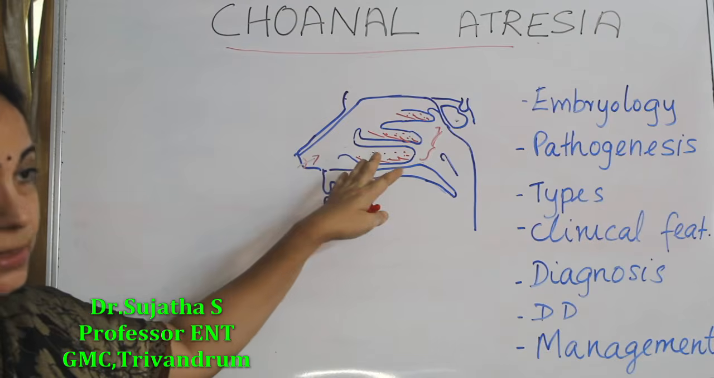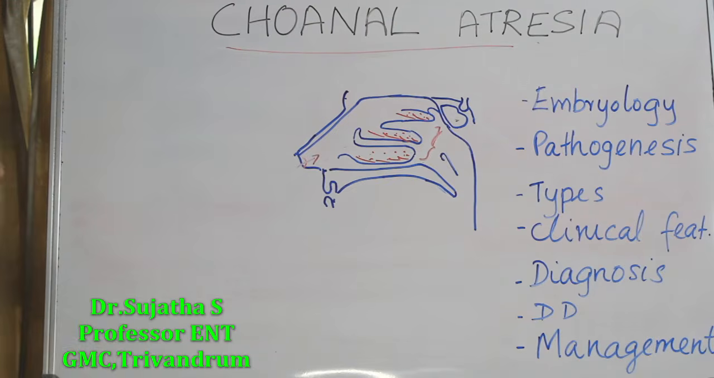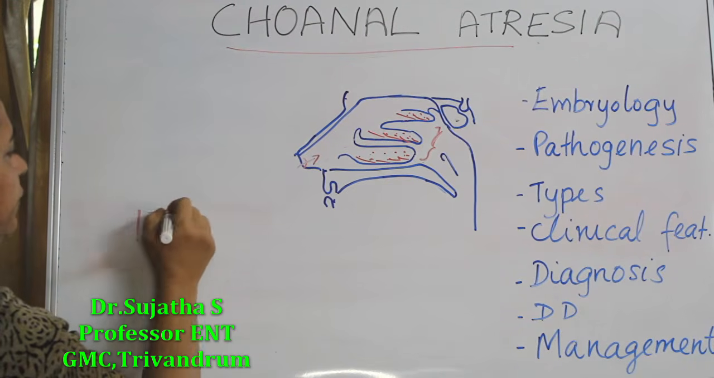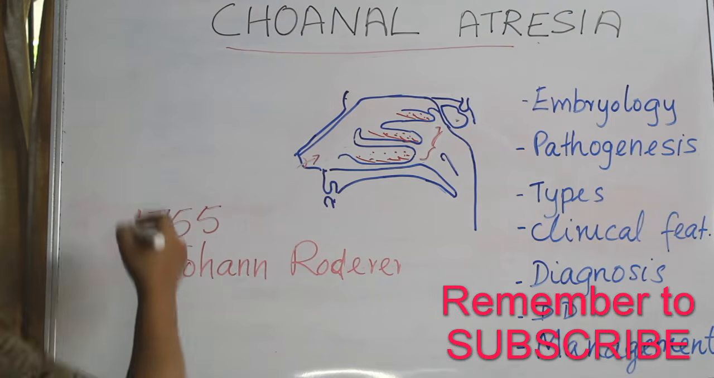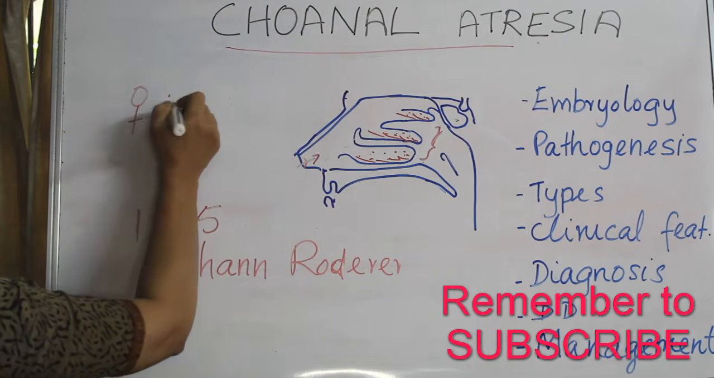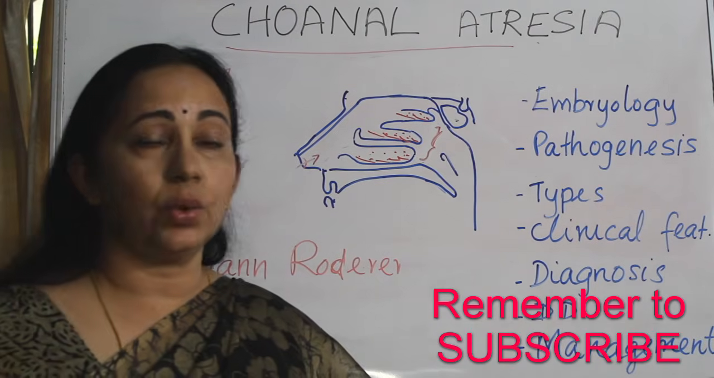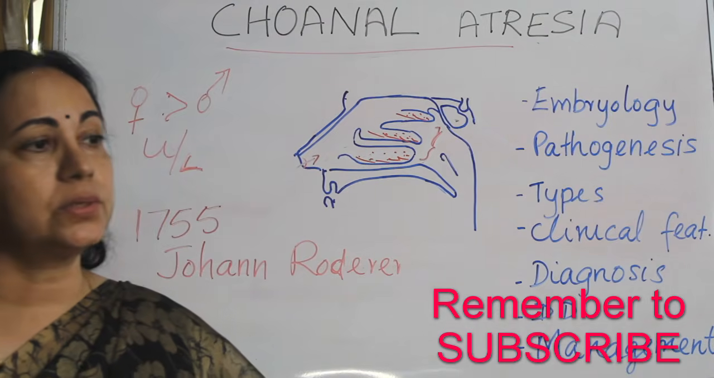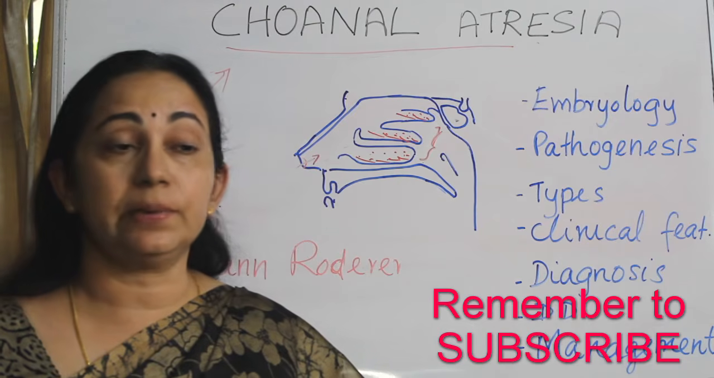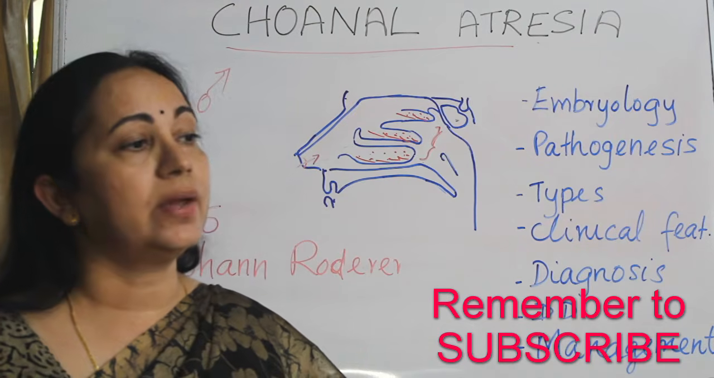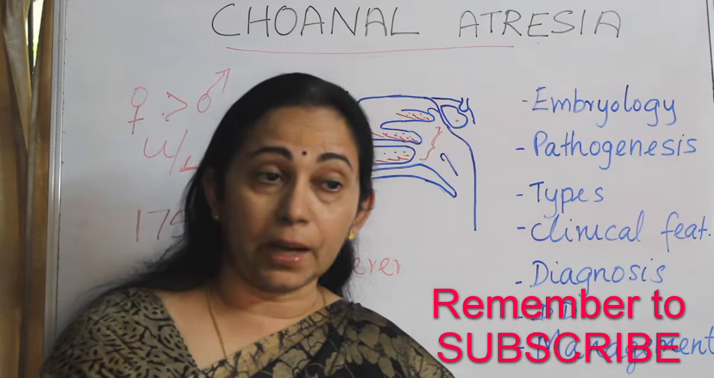Okay, so that is the boundary. This condition was first described in 1755 by Johann Roederer, and it is more commonly seen in females than in males. Unilateral and bilateral choanal atresia: bilateral choanal atresia is an otolaryngological emergency because the neonates are obligate nasal breathers, and it will present as acute respiratory distress where we need to manage it as an emergency and keep alternate airways.